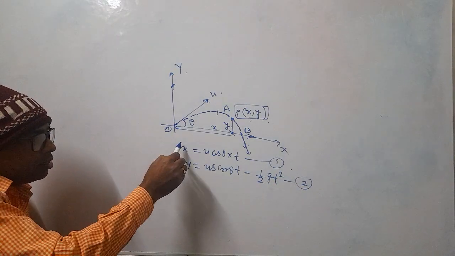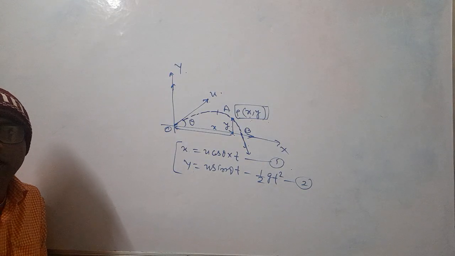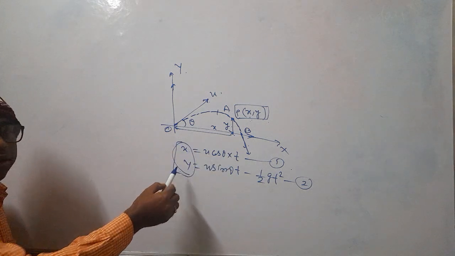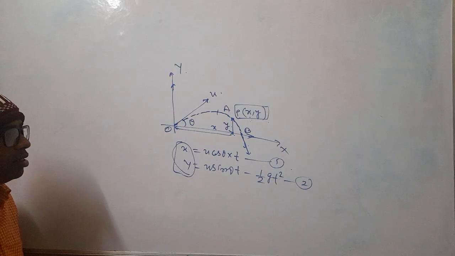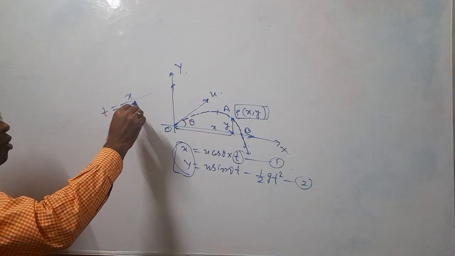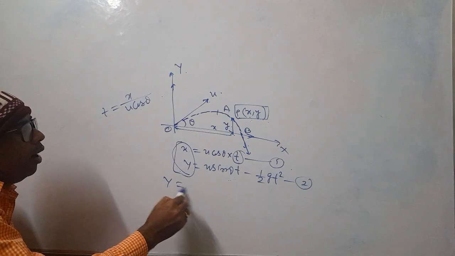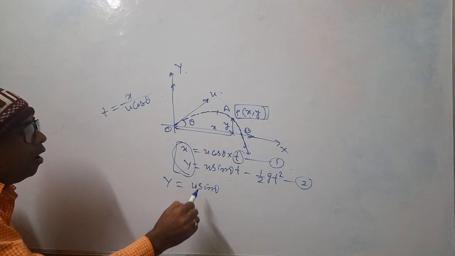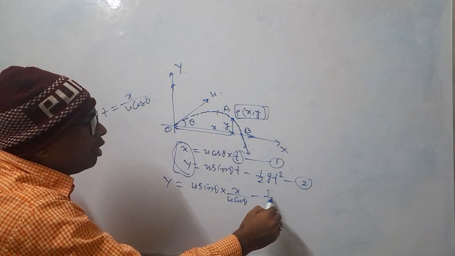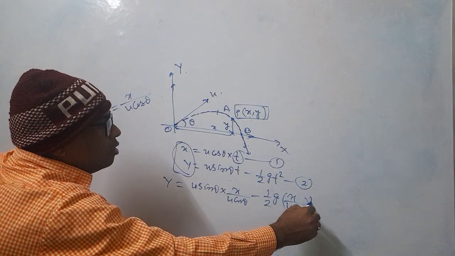If we find the relation between x and y, that is the trajectory of the particle, and in mathematics it is called locus. So how can you find the relation between the two coordinates of the projectile? By eliminating the time. Here t equals x by u cos theta. Now putting the value of t here, y equals u sin theta into x by u cos theta minus half g into x by u cos theta whole square.